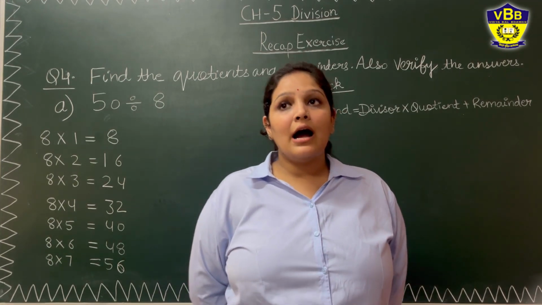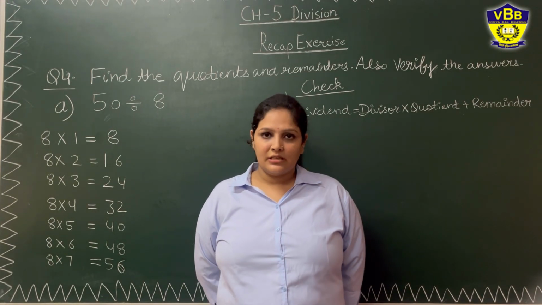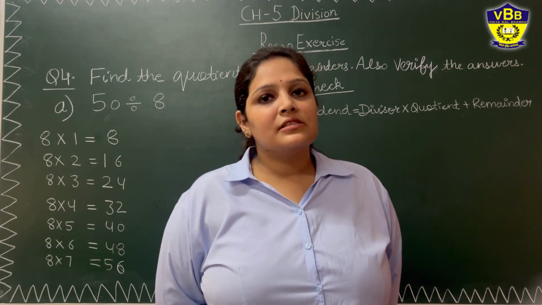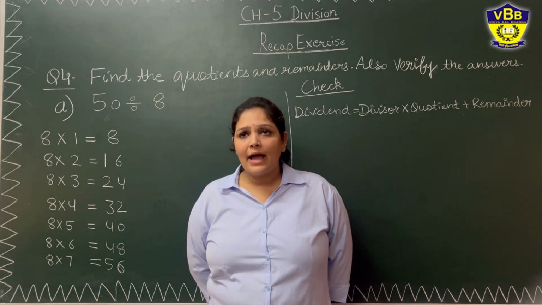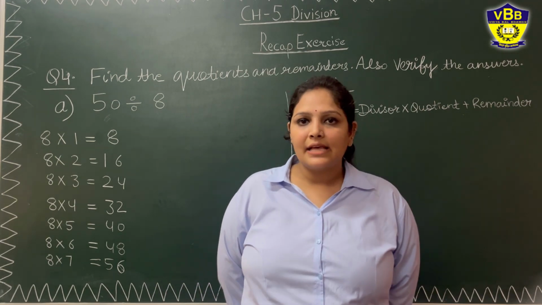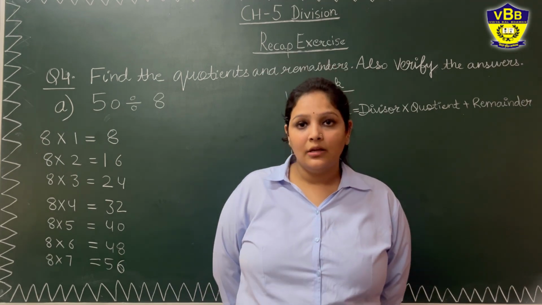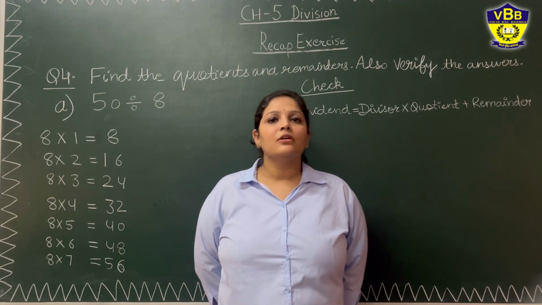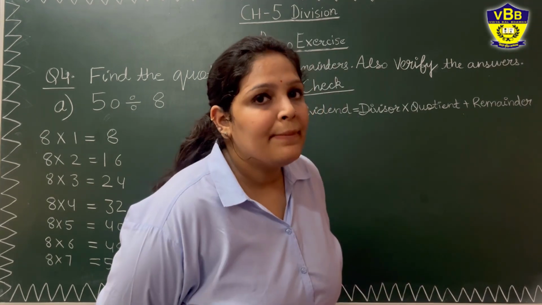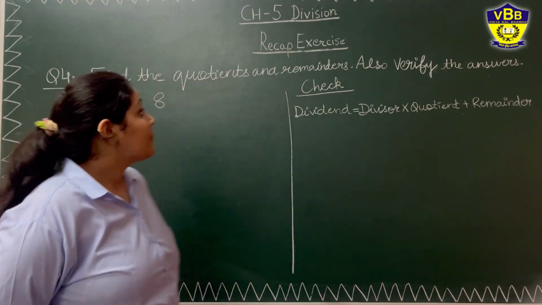As you know, we have started chapter number 5, division. I have discussed the properties of division, and we have also done recap exercise questions number 1, 2 and 3. Now we will start with question number 4, recap exercise, page number 60.